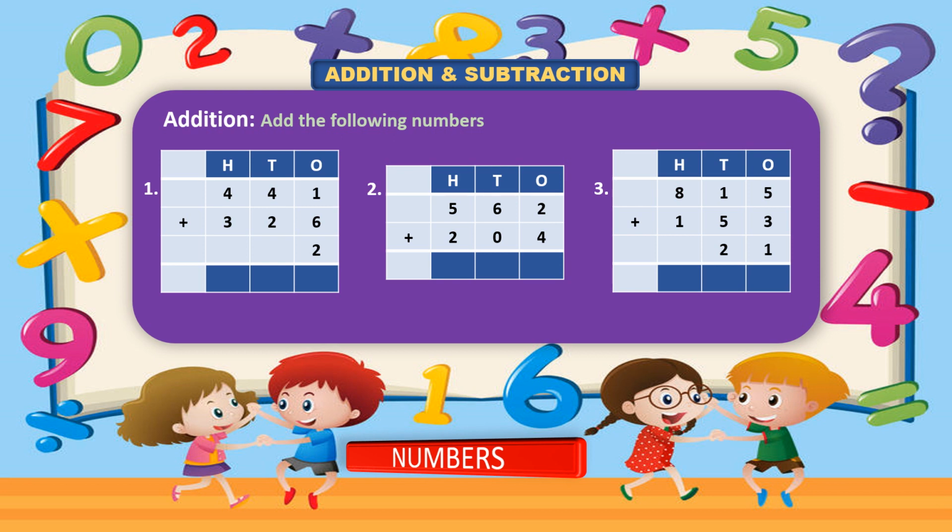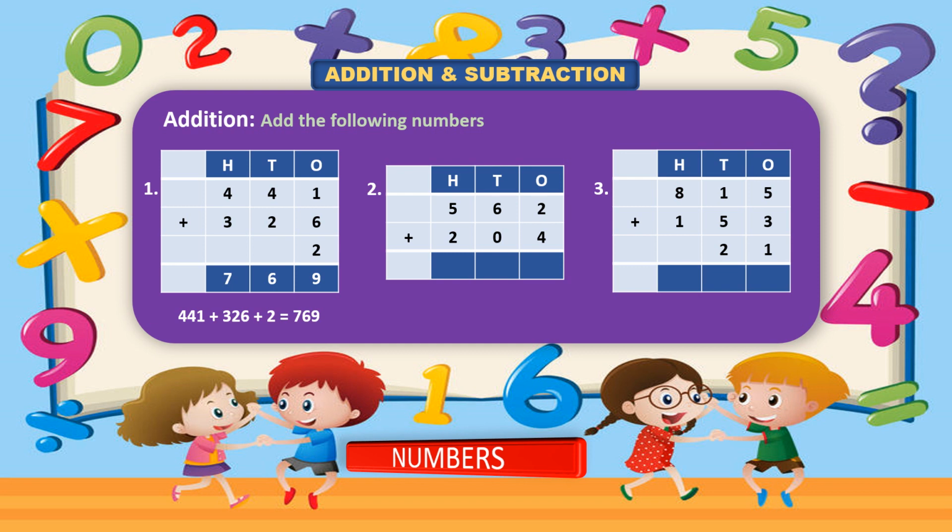First sum is 441 plus 326 plus 2. First we add the ones place. 1 plus 6 plus 2 is equal to 9. Next we add the tens place. 4 plus 2 is equal to 6. Then we add the hundreds place. 4 plus 3 is equal to 7. The answer is 769.